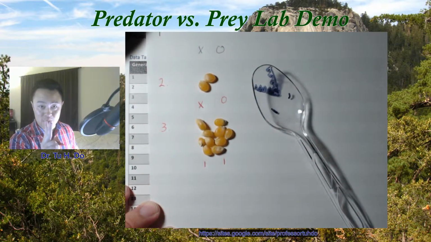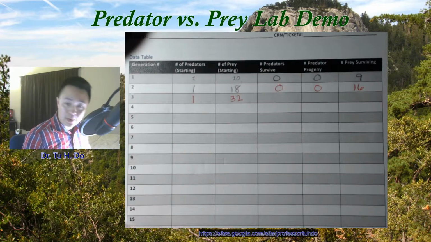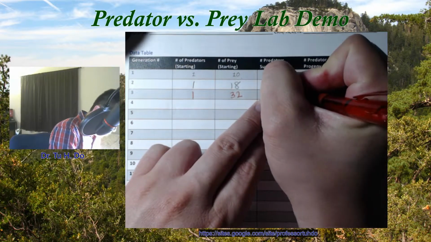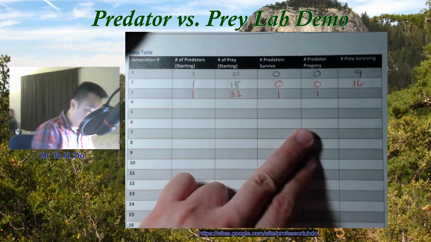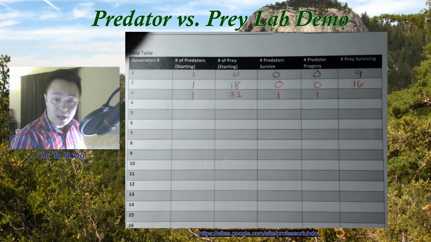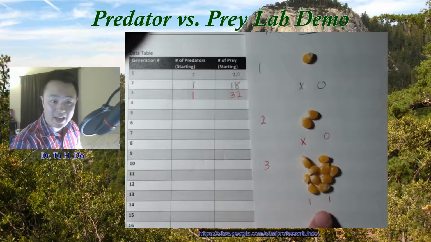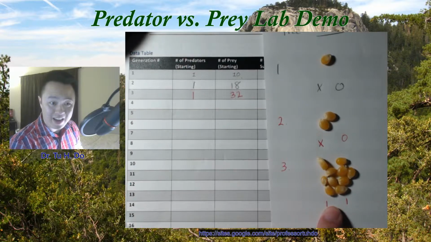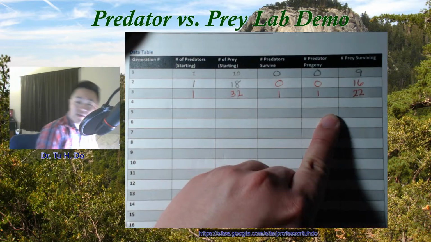So now I have 2 predators. All right, let's do this. In our chart, predators that survive, adult predators, is 1. The number of progeny it produced, the babies, is 1. Now the number of prey that survive: earlier in our chart, it caught 10. I started with 32, and now I lost 10. So at the end, I have 22 surviving.